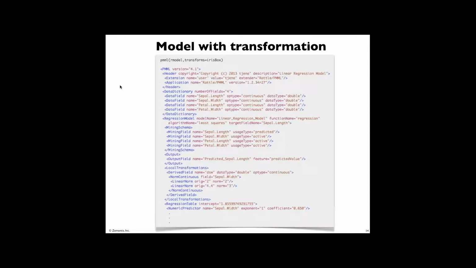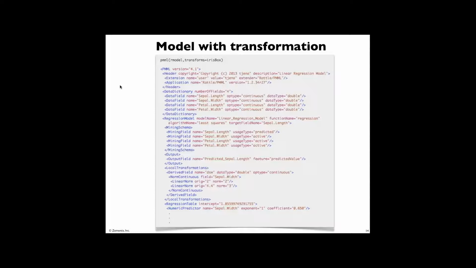With the transformation information, the command becomes, you see in the top, PML, the model name, and now you have the extra information, transforms equals the transformation object, in this case iris box. And the difference is, if you see, the mining schema no longer has DSW. That's not raw data. That's a derived data. So it's not an expected input.